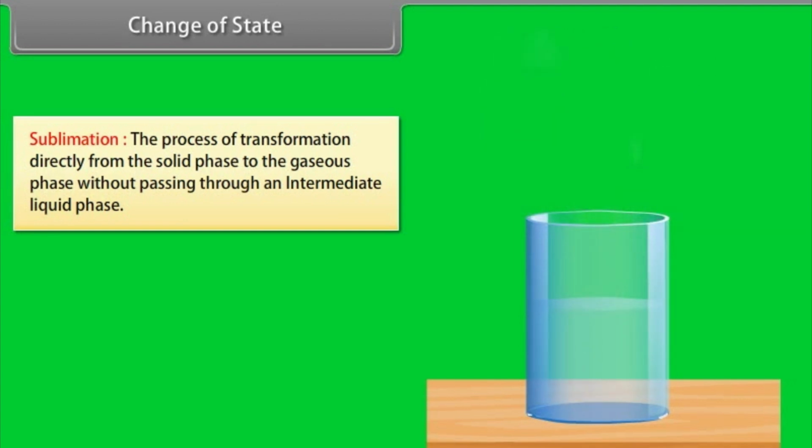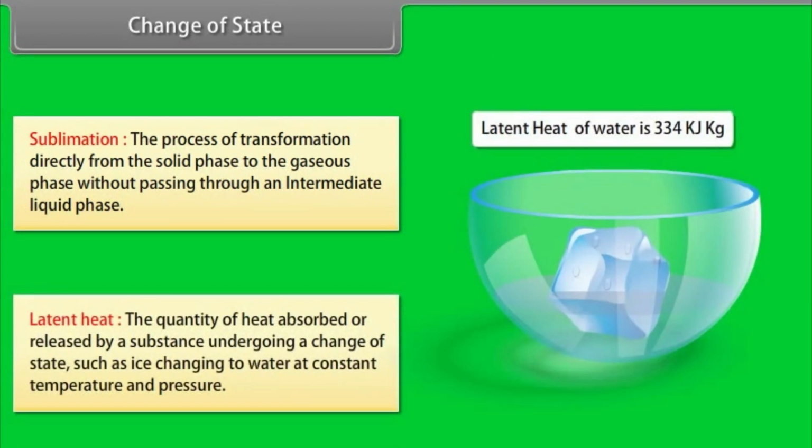Sublimation. The process of transformation directly from the solid phase to the gaseous phase without passing through an intermediate liquid phase. Latent heat. The quantity of heat absorbed or released by a substance undergoing a change of state, such as ice changing to water at constant temperature and pressure.